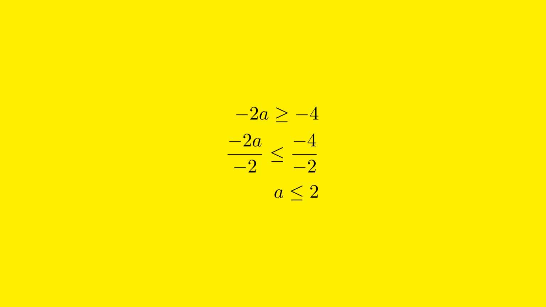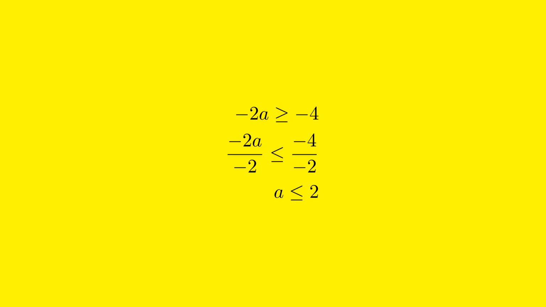Dividing the left side by minus 2, we have minus 2a divided by minus 2 greater than or equal to negative 4 divided by negative 2. When we divide, the negative signs cancel out on both sides, so we are left with a on the left side and 2 on the right side. This means that the inequality has now changed to a less than or equal to 2. Remember, we reversed the inequality sign because we divided by a negative number, so the solution in inequality form is a less than or equal to 2.